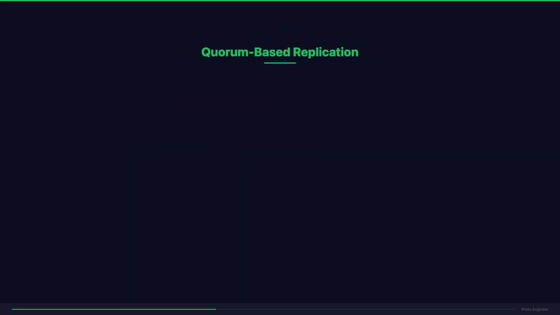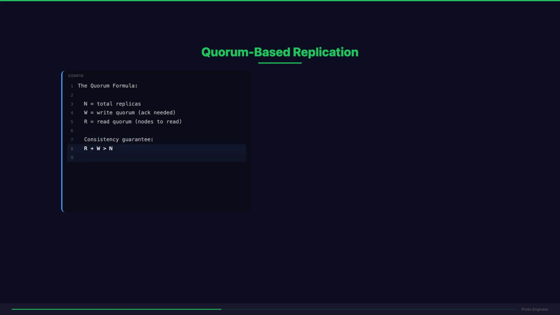Quorum-based replication is used by distributed databases like Cassandra, DynamoDB, and Riak. Instead of a single master, data is written to multiple nodes simultaneously. The key formula is R plus W greater than N. N is the total number of replicas. W is the write quorum, the number of replicas that must acknowledge a write before it is confirmed. R is the read quorum, the number of replicas you must read from.